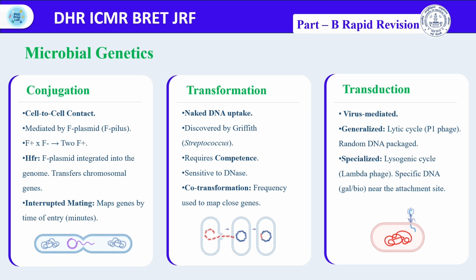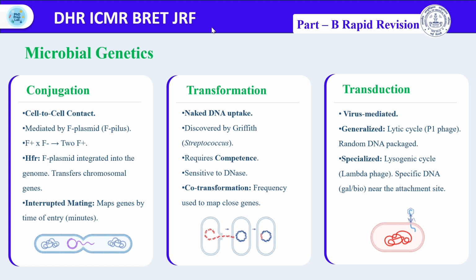So basically, what are these? Conjugation, transformation, transduction. What is all this? This is basically the 3 main mechanisms of horizontal gene transfer in bacteria. Okay, so first you have conjugation. This is basically the direct transfer of DNA from one bacterium to the other using cell to cell contact. Okay, in this you have an F plasmid.